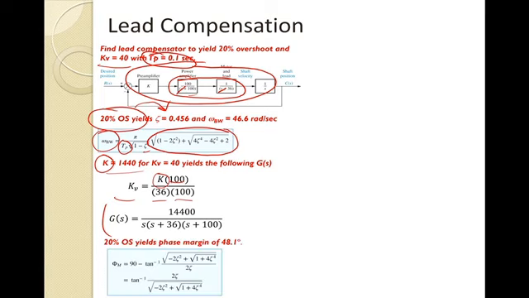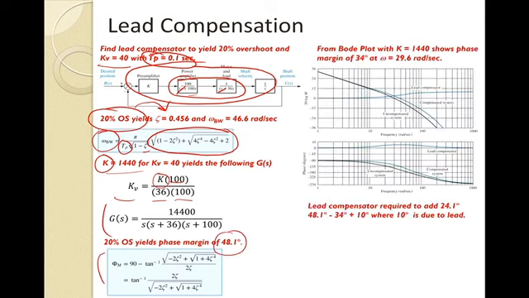Okay, so that's for the 20% overshoot. Also, there's a relationship with the phase margin. So here again is that equation. I can get a phase margin of about 48 degrees. Then what I do is I plot my G of S magnitude and phase characteristic, and I'm looking for that phase margin of 48.1. And with that gain, the phase margin is about 34 degrees at omega equals 29.6.